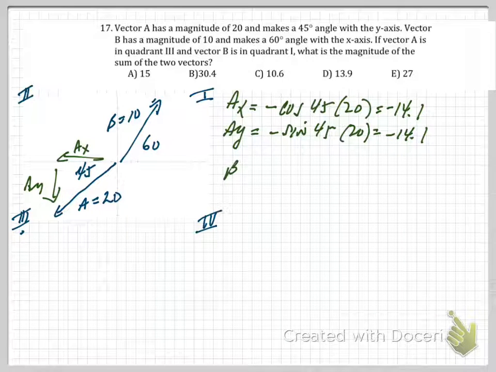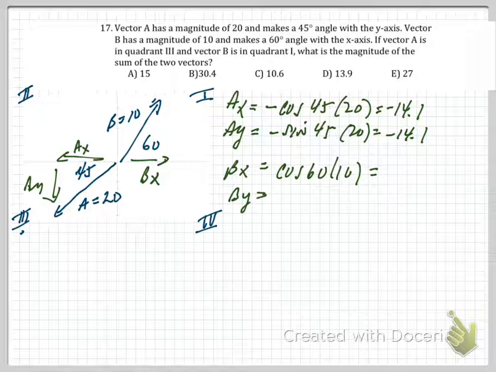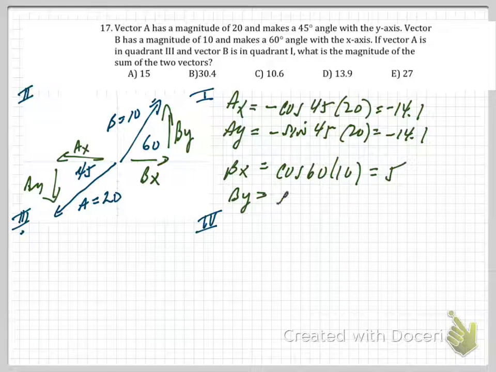Now let's do Bx, By. So B in the x direction is going to be cosine of 60 times 10, and that's equal to 5. And By is going to be equal to sine of 60 times 10, and that's 8.7.